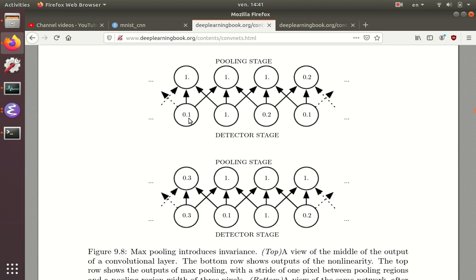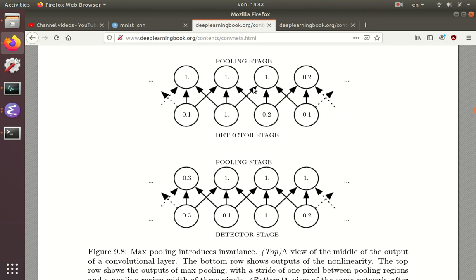So here, if we take this as our original input and we shift all of the values to the right, we end up with something that looks like this. All the values on the bottom layer in the detector stage are different. But if we look at the pooling stage, the two values in the middle are the same. The two values on the left and the right are different, but these two values are the same. This is the invariance that they're trying to illustrate.